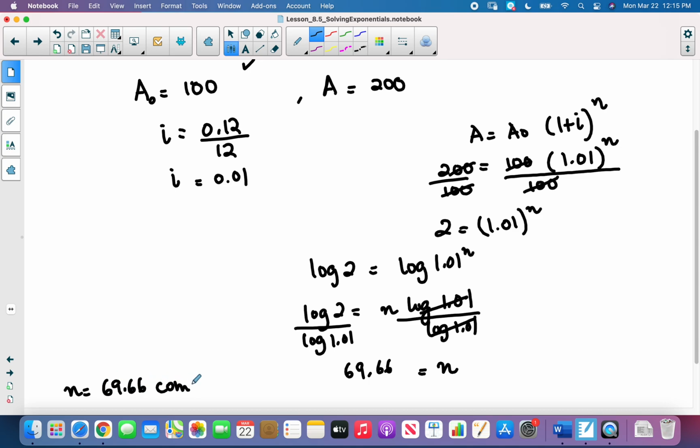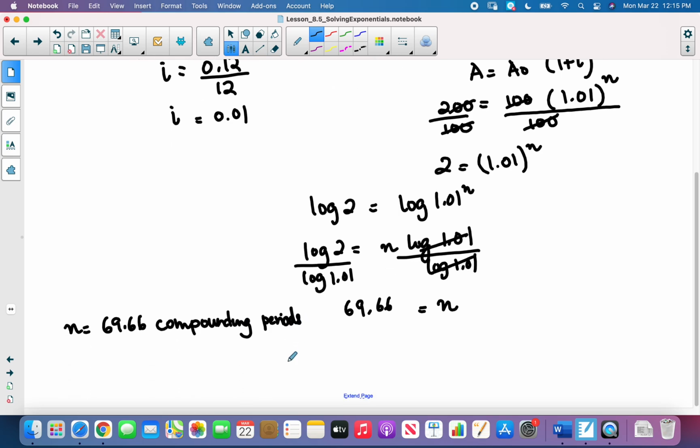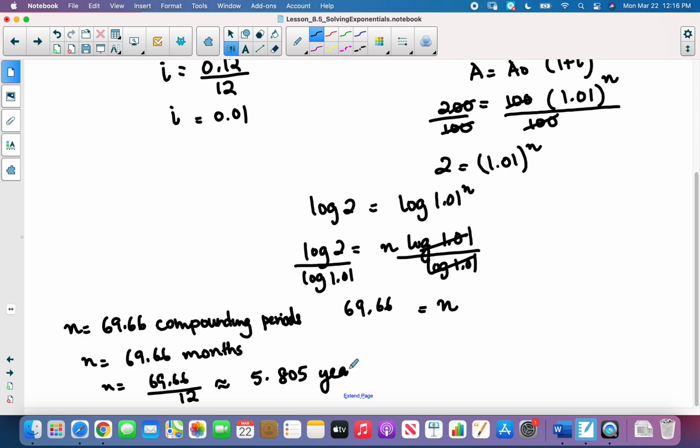69.66 compounding periods, right? So in this case, it is compounded monthly. So that is n equals 69.66 months. And we usually have to convert that to years. So n is equal to 69.66 divided by 12, so approximately 5.805 years. So it takes about 5.805 years for $100 to become $200 if it is compounded monthly at a 12% rate.